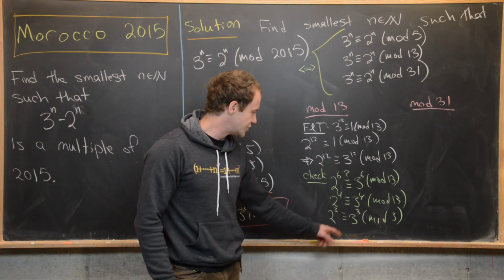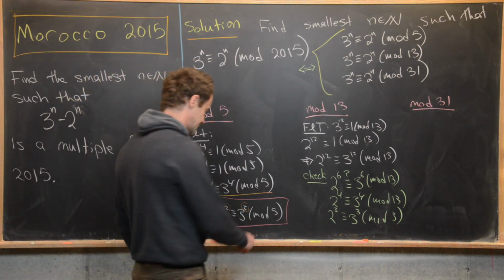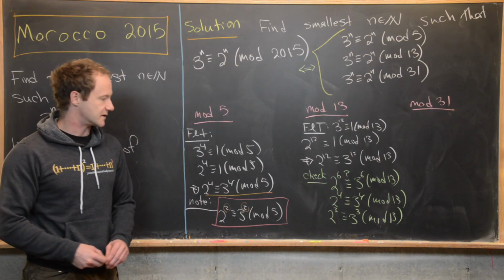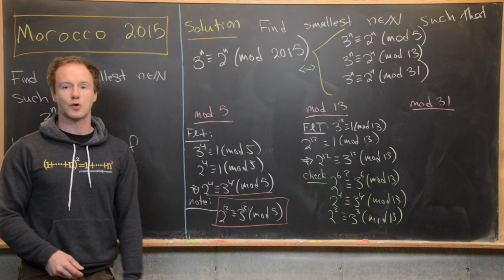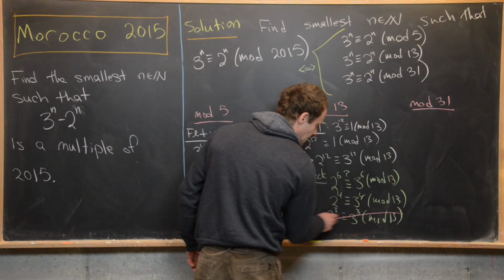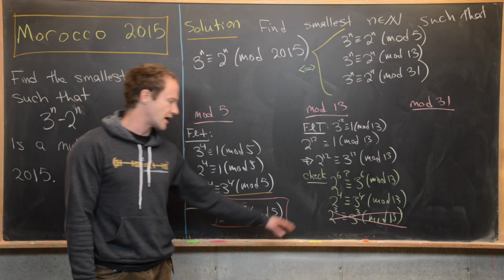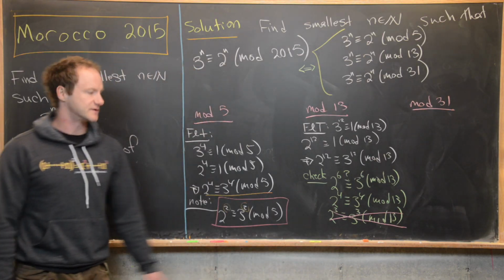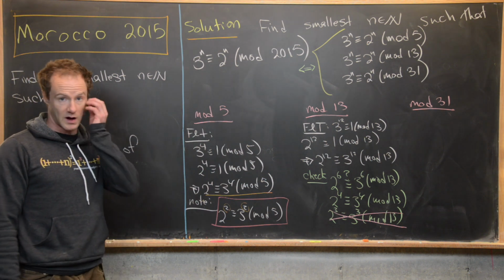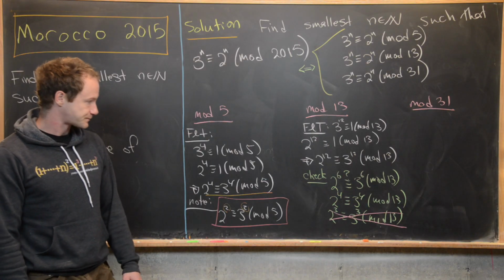So notice that 2 to the 3 is 8 mod 13, but 3 to the 3 is 27, which is 1 mod 13. So this congruence does not hold. And then 2 squared and 3 squared, well, you can check that that congruence does not hold either. Notice 4 and 9 are not congruent mod 13, but I don't really have room to fit that in here.